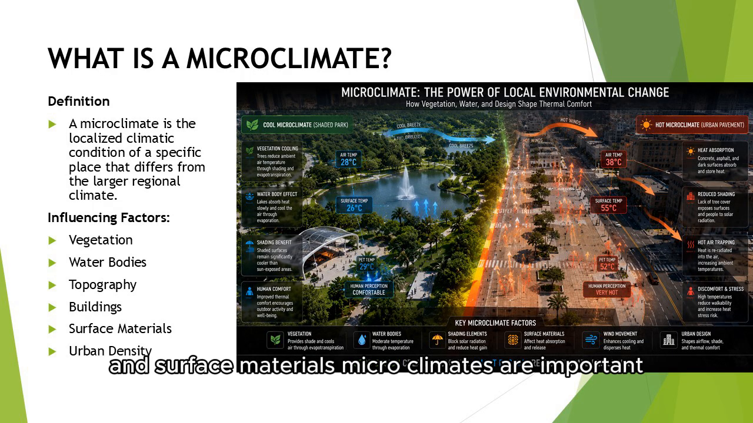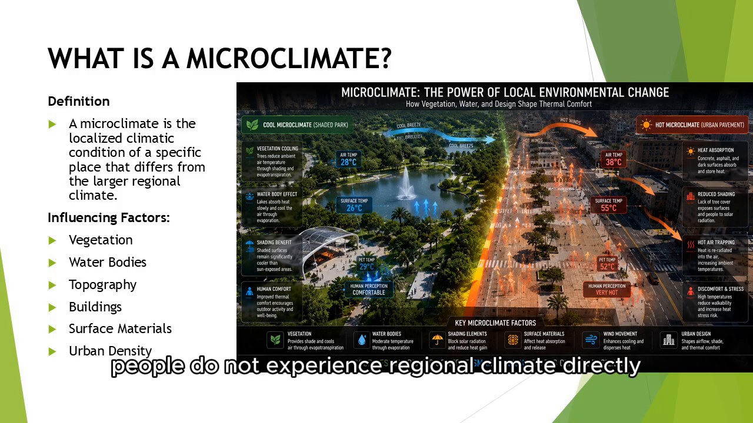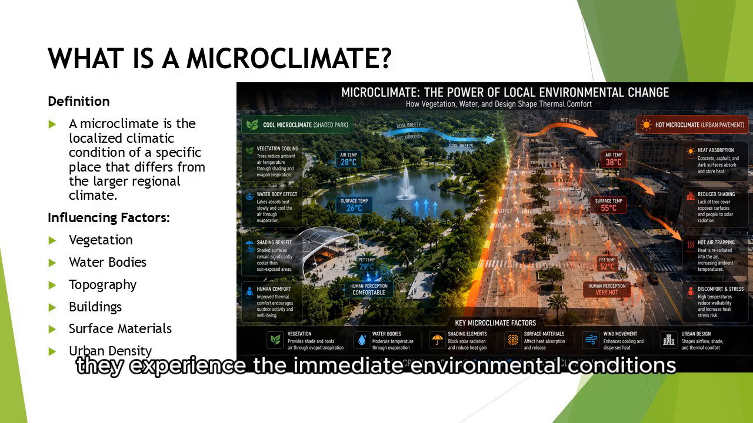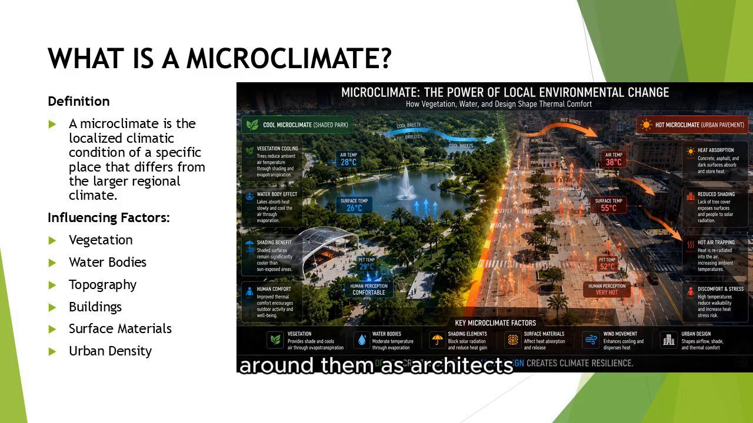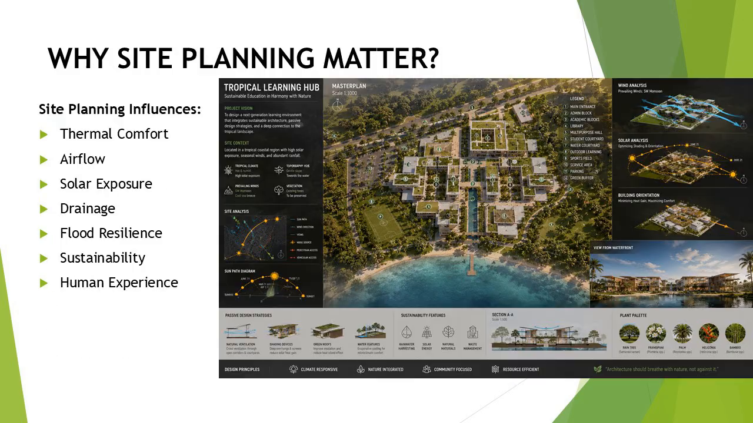Microclimates are important because people do not experience regional climate directly. They experience the immediate environmental conditions around them. As architects, we design for microclimates. Many people believe architecture begins with the building. In reality, architecture begins with the site. The site determines opportunities, constraints, environmental performance.